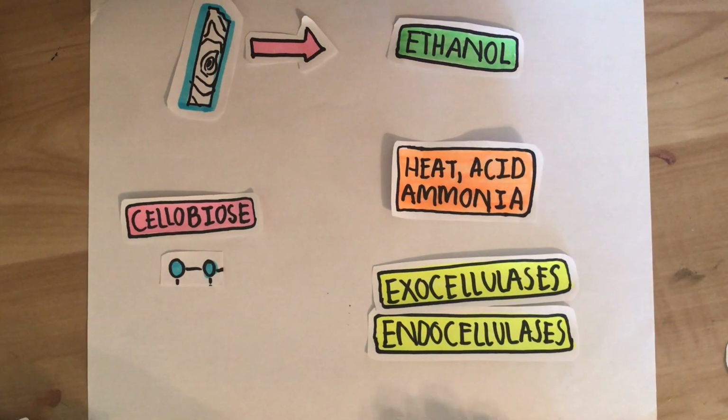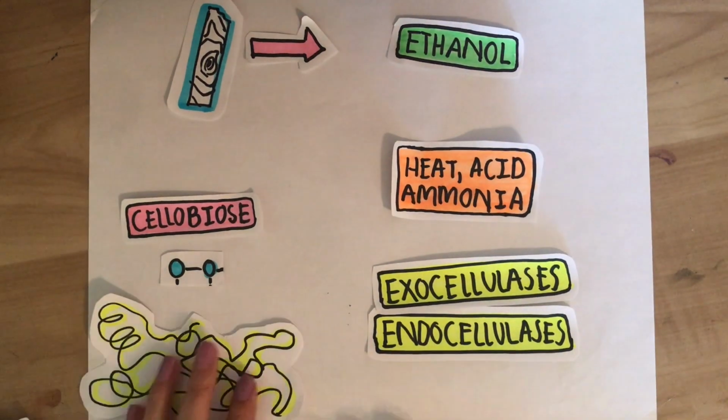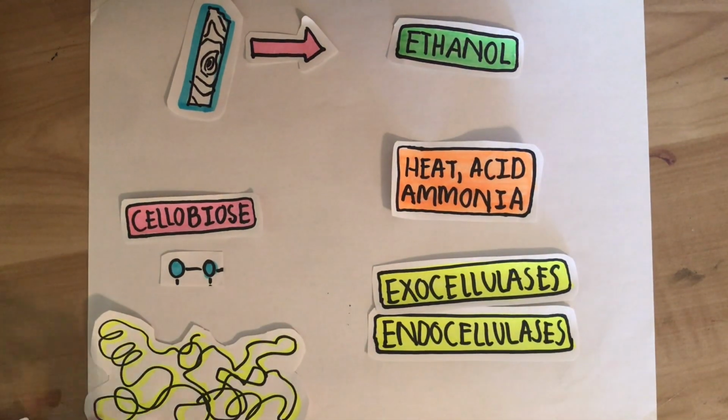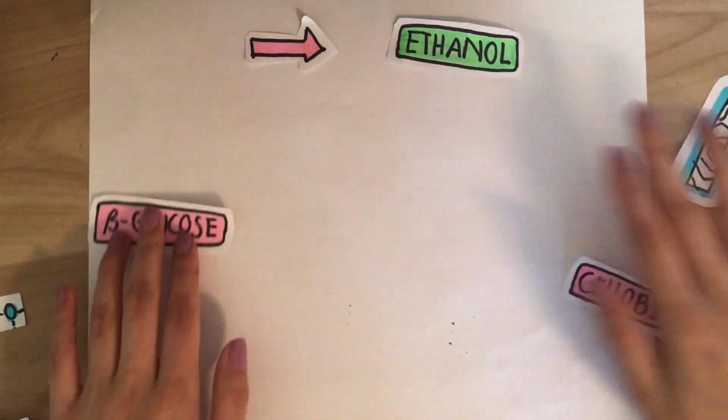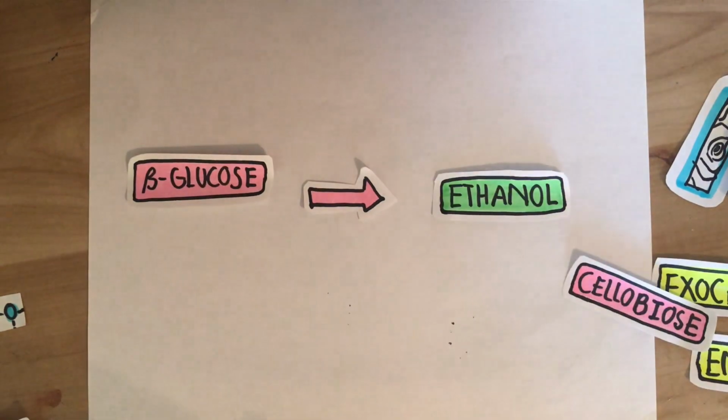As explained earlier, cellobiose will react and bind to cellobiase and break down into beta glucose, which can then be fermented into ethanol.